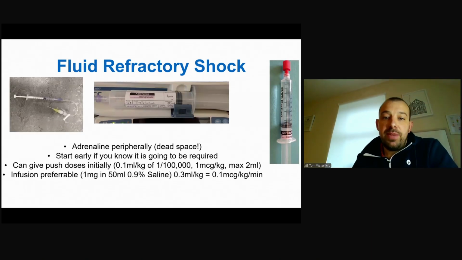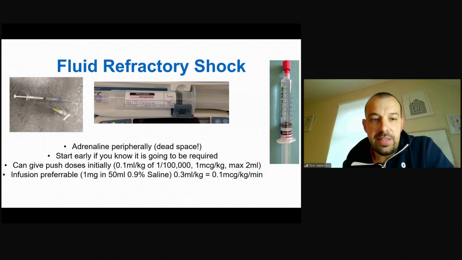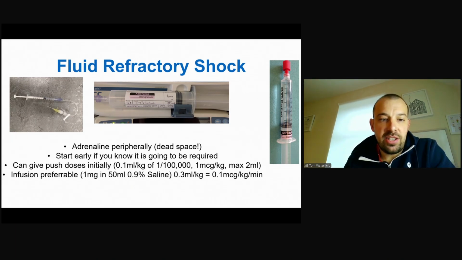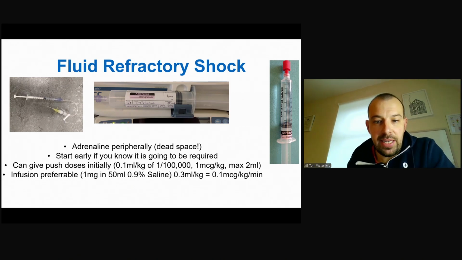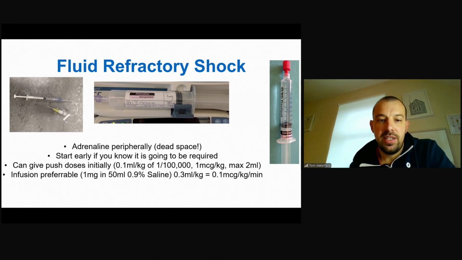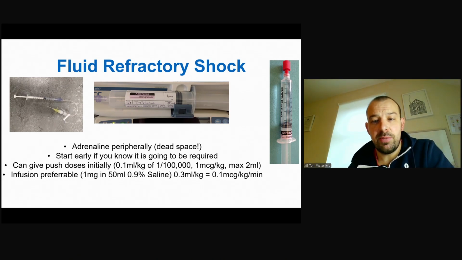So a few pictures you may have seen already. Remember the dead space, that's the picture on the left, and Chris discussed that today. Go and check. It can take the same for the setup there, 27 minutes to reach the patient. Start adrenaline early if you know it's going to be required.